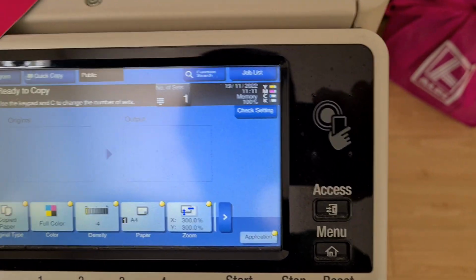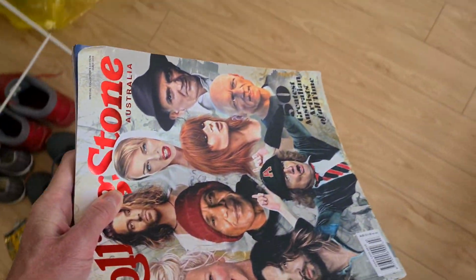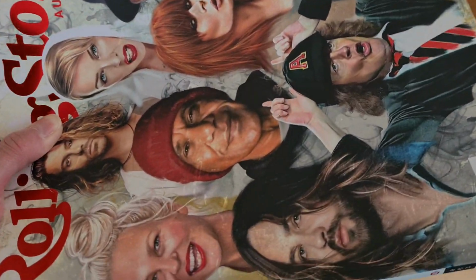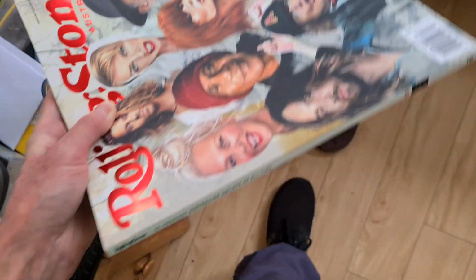Okay, we're now just going to put this away. There's probably other pictures I could utilize from this Rolling Stone. I don't know where to put it, folks. There's just nowhere to put it. I'll just shove it here.